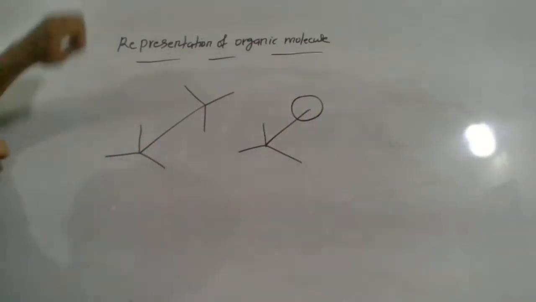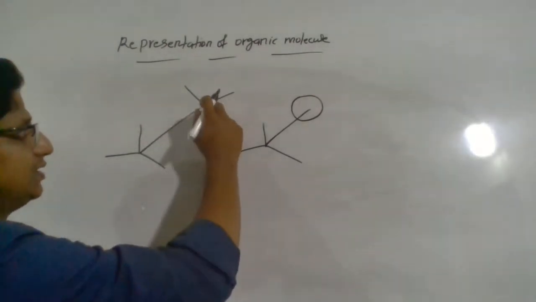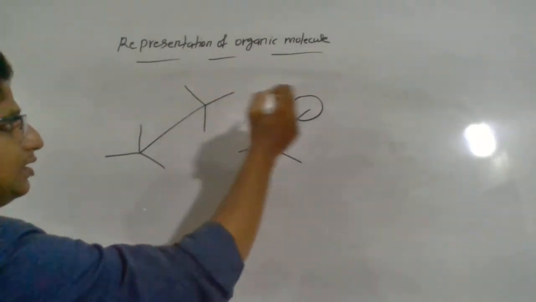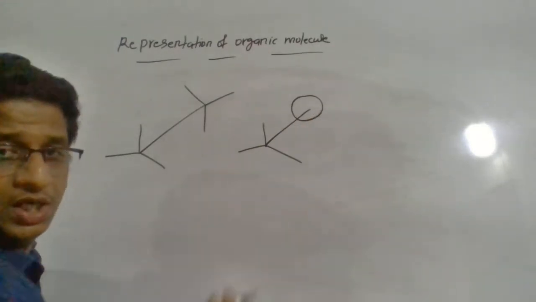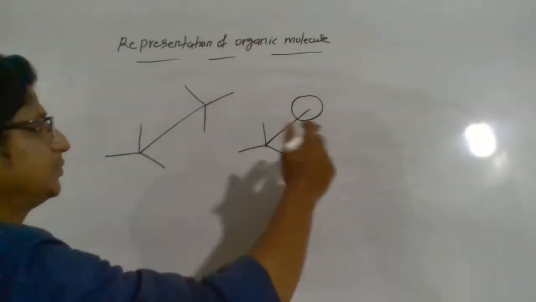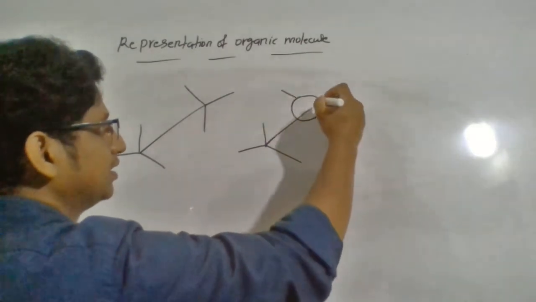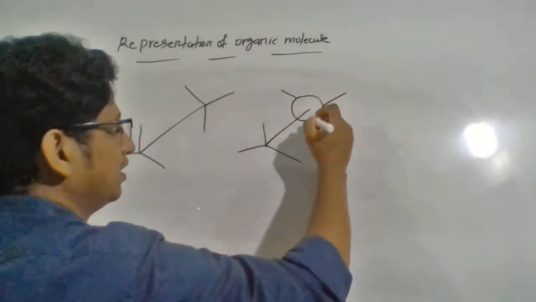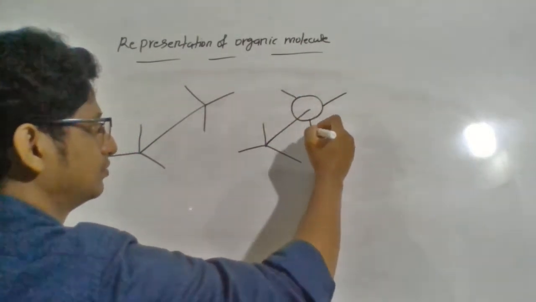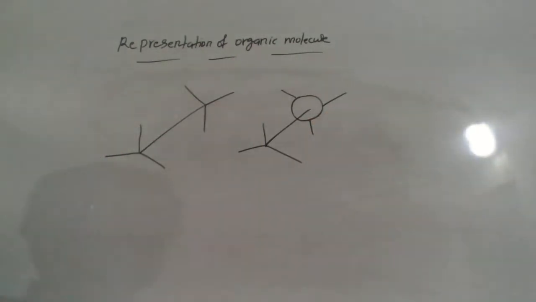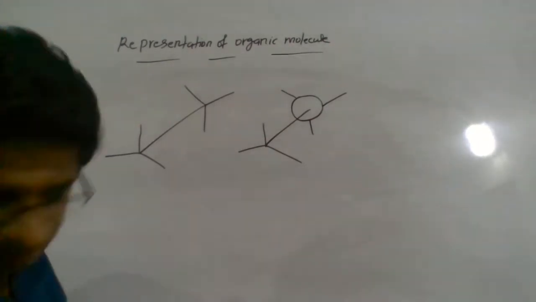So it didn't make that much change here. Instead of this carbon, in a Newman projection we put a circle, right? So I just put a circle, and the orientation should be similar. Here it's here, here it's here, and here it's here. Okay, so that's the way I represent it.